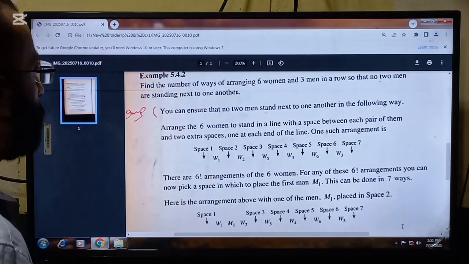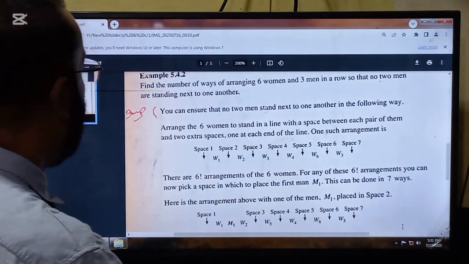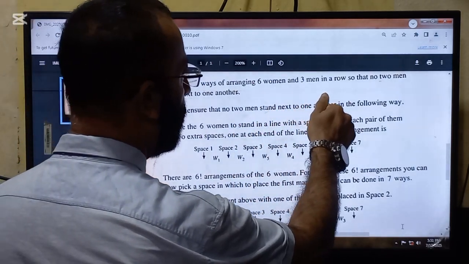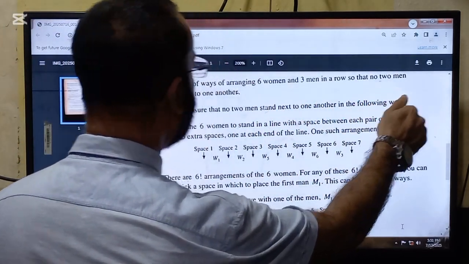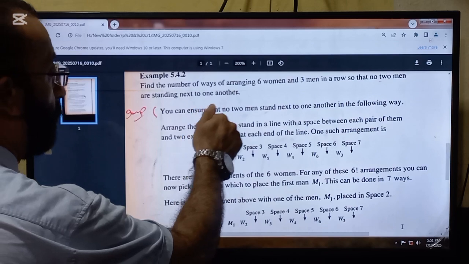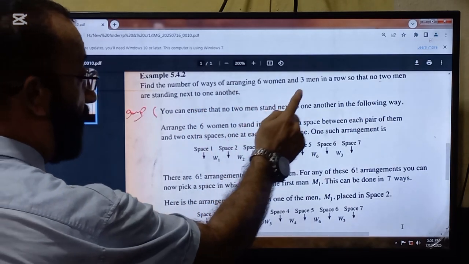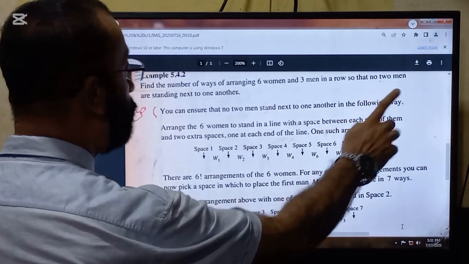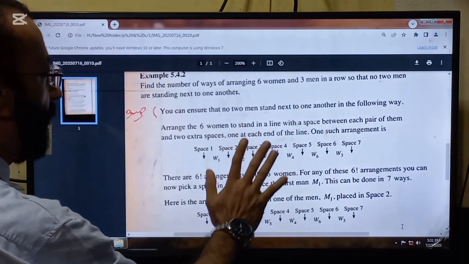Here is another question. So concentrate yourself. Find the number of ways of arranging 6 women and 3 men in a row so that no 2 men are standing next to one another. So 6 women and 3 men are there, which are required to stand in a row, but no 2 men should be standing next to one another.